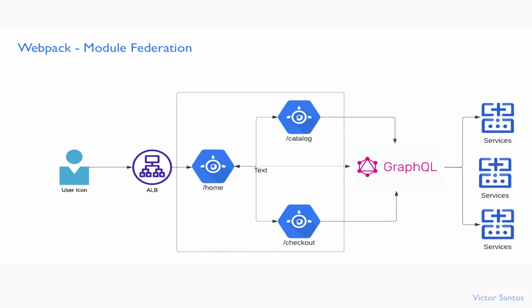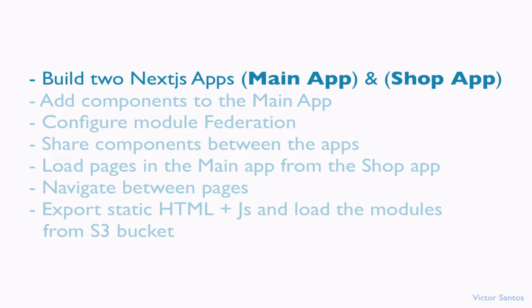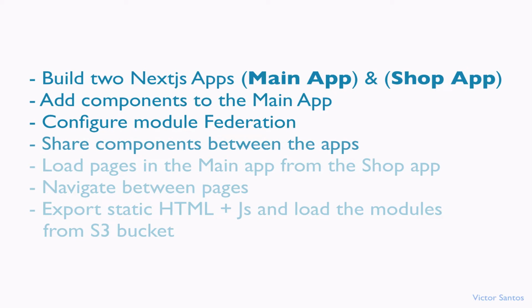We're going to split this video into multiple categories. The first thing that we're going to do is have two applications. One we'll call main, that will contain basic components that we can share with the shop or the other application. Then we're going to add those components. We're going to configure the module federation. Then we're going to share those specific components that we added in main to our shop app.